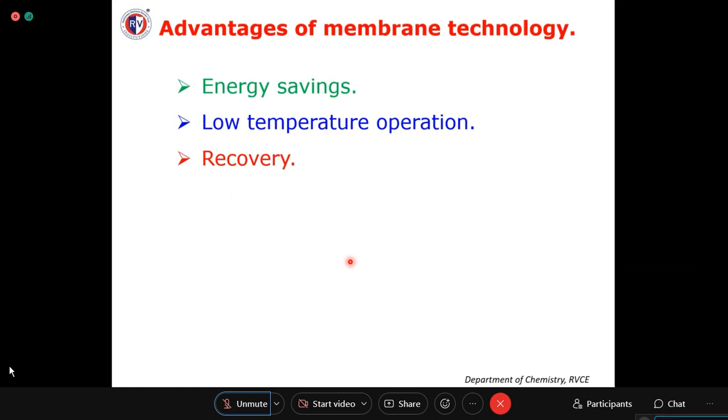Of course, in your reverse osmosis process, whatever RO you are using, a little bit of loss of water will be there, but compared to other processes, it is less. Recovery is good. And water reuse. Okay, so the rejected water, for example, in your water filtration, you might have seen some rejected water will be there. That water can be reused, right? And compact operation. Operation is very simple.